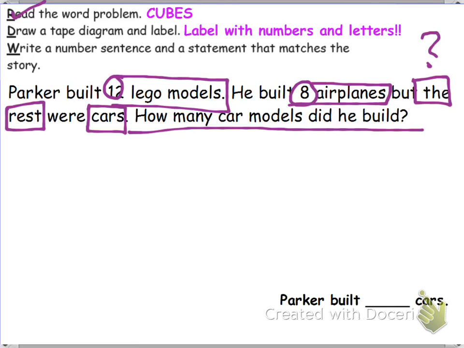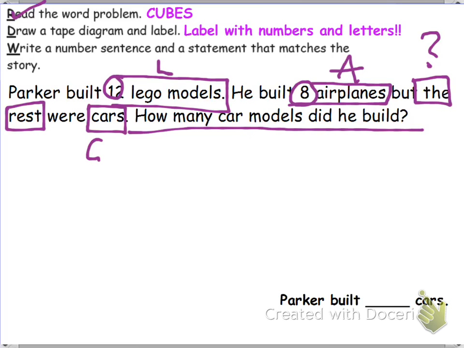So now I'm going to draw my tape diagram and I'm going to label with numbers and letters. So we know Parker built 12 Lego models. So I'm going to put an L for Lego models. He built 8 airplanes and the rest were C for cars. So how many car models did he build?